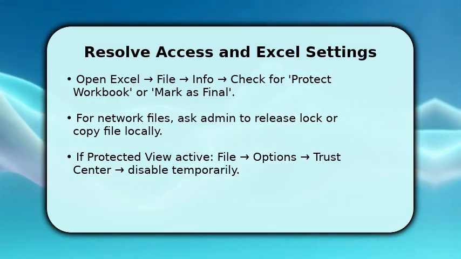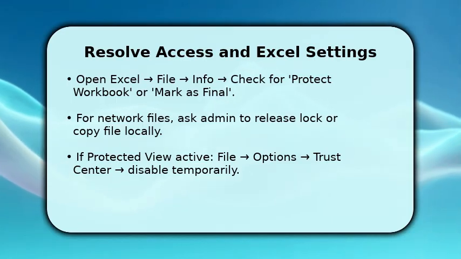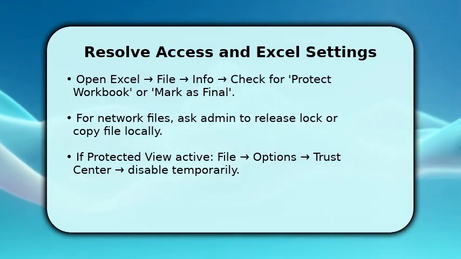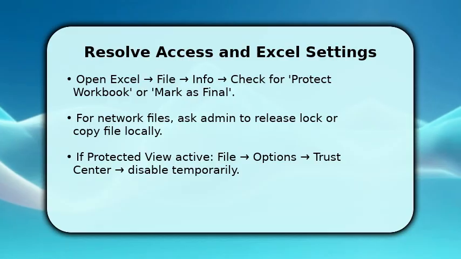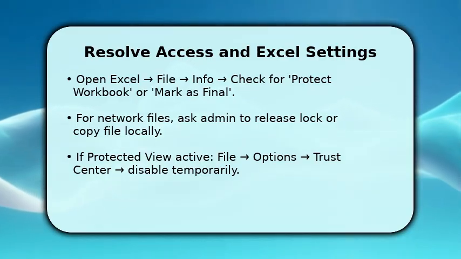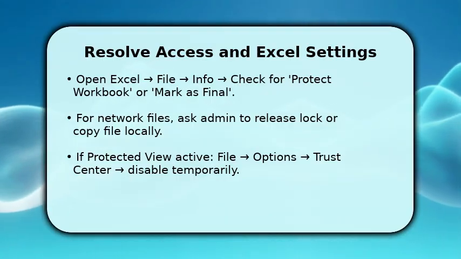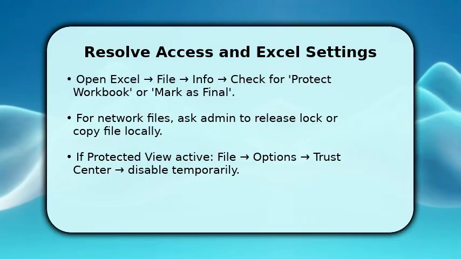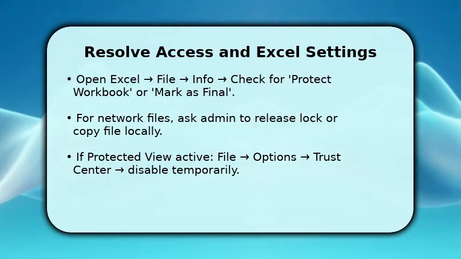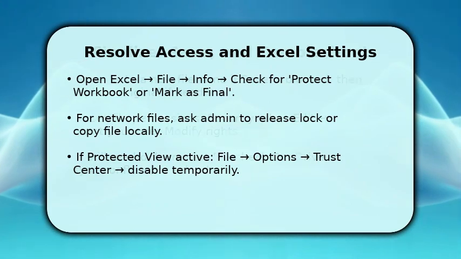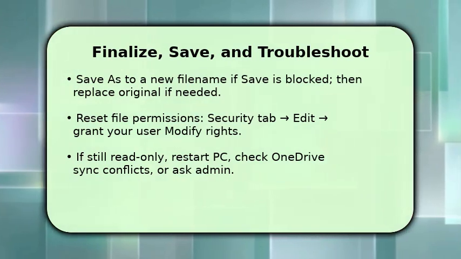If the file is on a network share, make a local copy or ask the admin to release another user's lock. Network locks persist even after metadata changes. Also check Protected View in Trust Center and disable it temporarily so you finish by attempting a Save As to a new file name when save is blocked. This confirms you can write a file and lets you replace the original afterward.